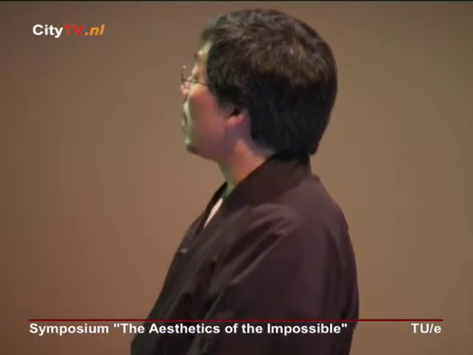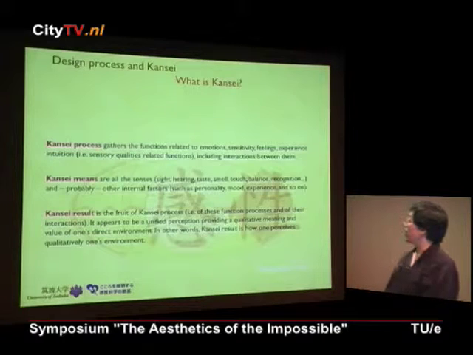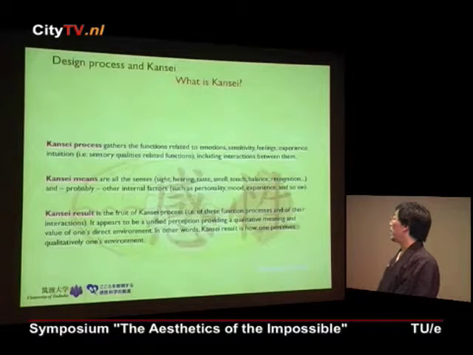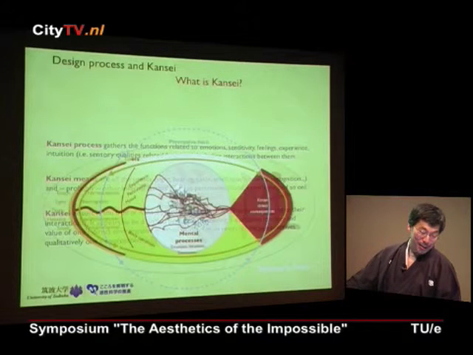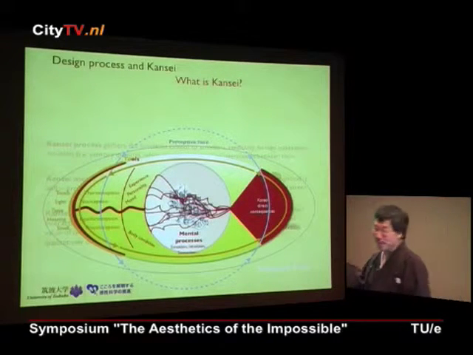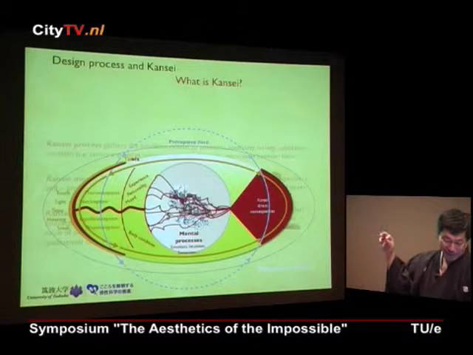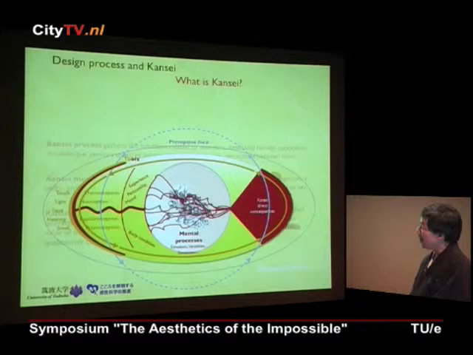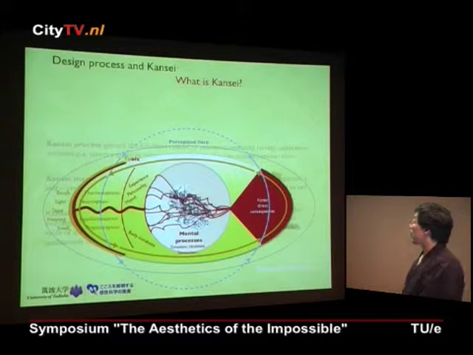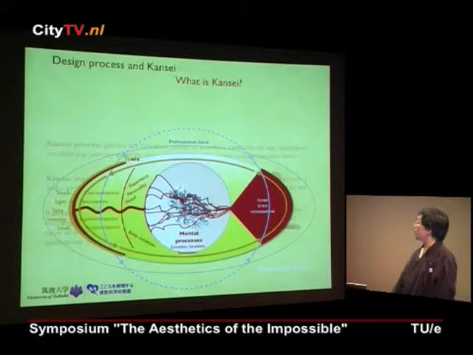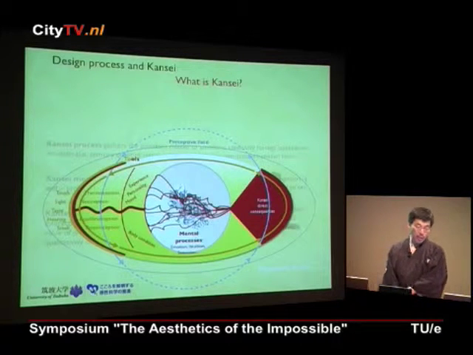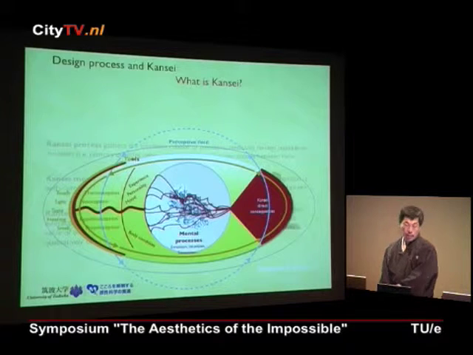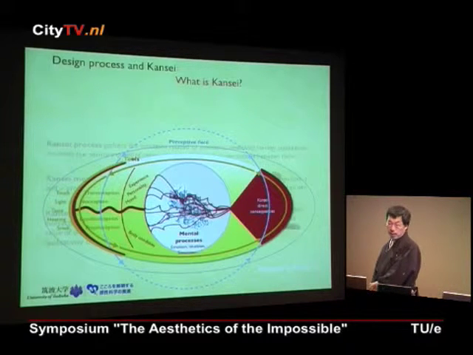It appears to be a unified perception providing a qualitative meaning and value of one's direct environment. In other words, the kansei result is how one perceives the qualities of one's environment. This is a description of the nature of kansei. We now start using this diagram to locate what we are researching. In the center is the mental process in the brain, surrounded by many different phenomena or behaviors. But everything is linked, which makes research difficult.